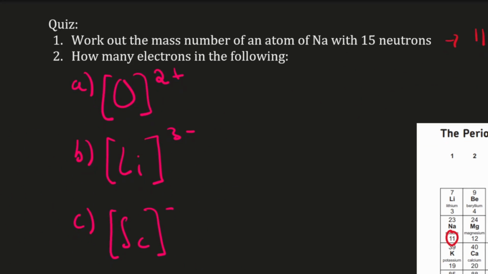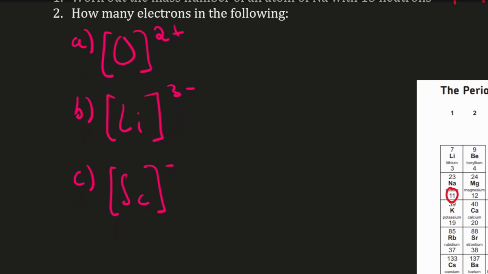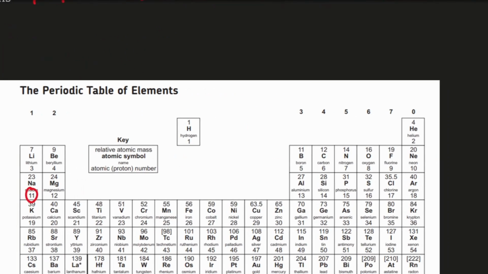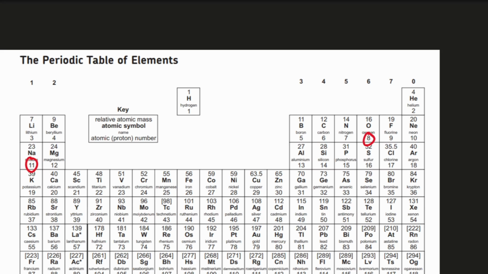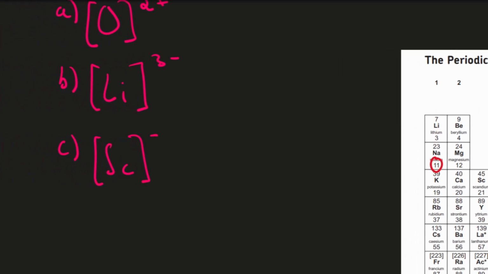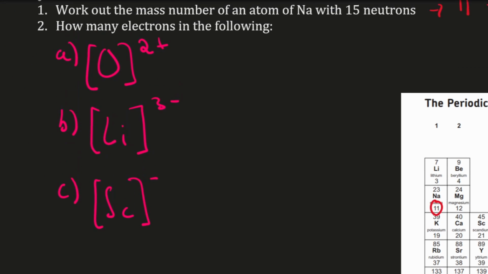How many electrons in the following? So here we've got an atom of oxygen, but it's got a 2+ charge. So if you see oxygen over here in the periodic table, it has a proton number of 8. So usually the number of protons equals the number of electrons, and that's why you have no charge. In this case, we have a 2+ charge, but the number of protons doesn't change because it's still an atom of oxygen. If you change the number of protons, it will become a different atom.